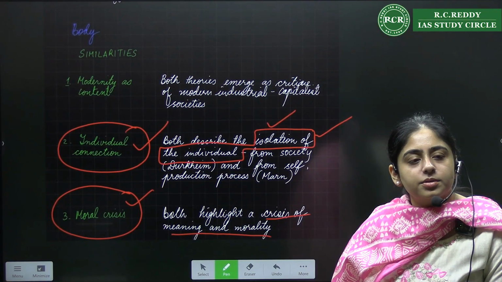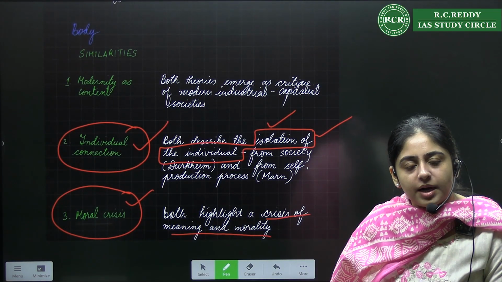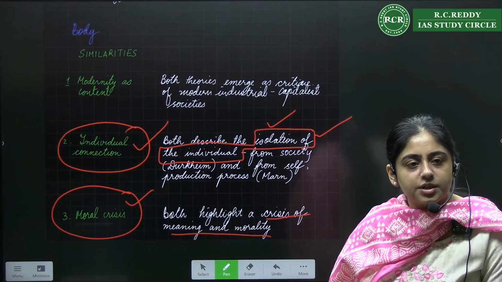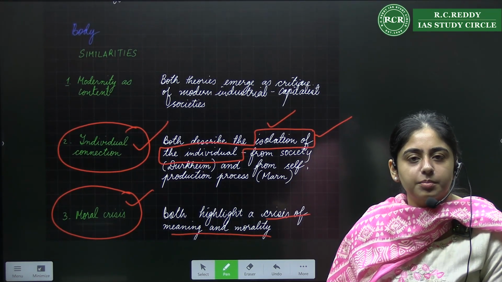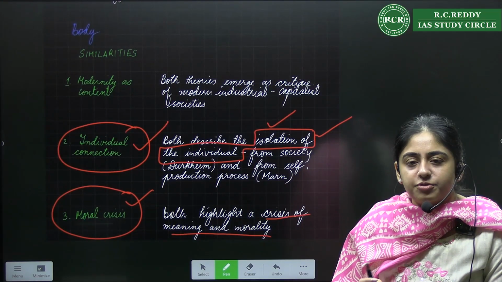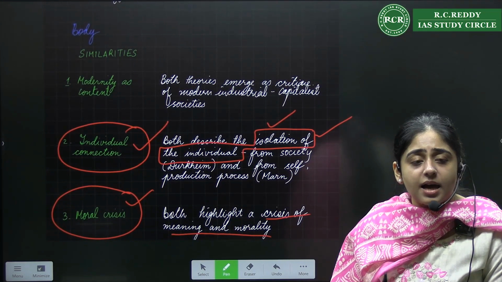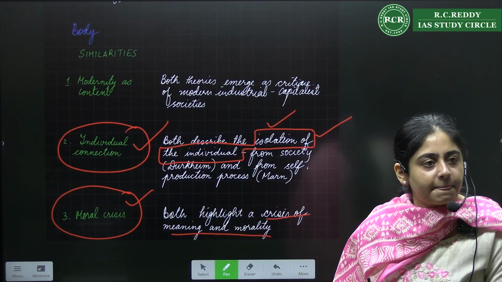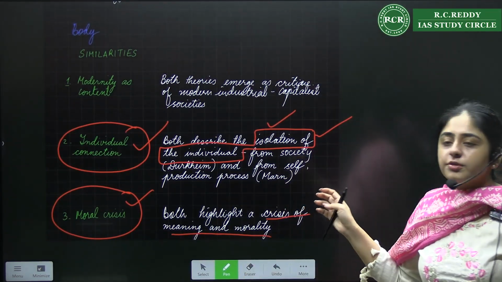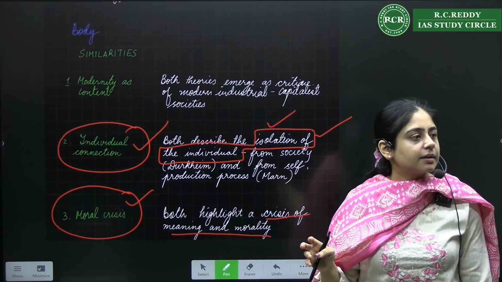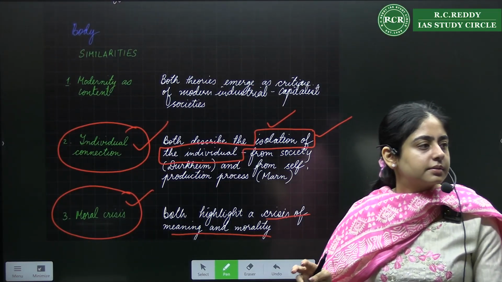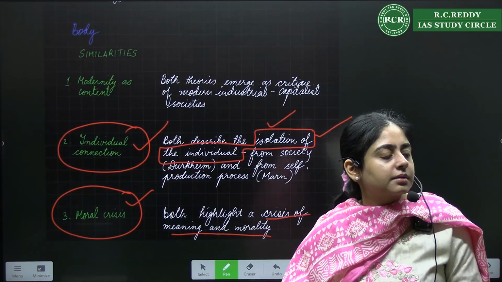In anomie also, the change is so rapid. The norms are changing so fast. Old norms are still present, new norms have still not taken birth properly, that you feel the disconnectedness. There is a lack of moral guidance, right? So for both of them, it's a state of moral crisis. That can be like a crisis of roles, class solidarity, and collective consent.